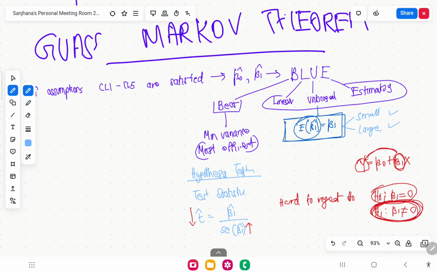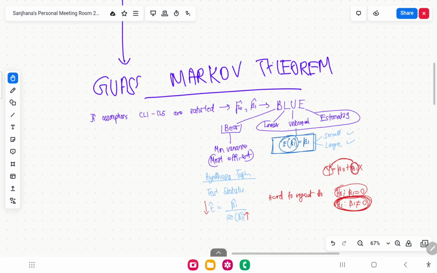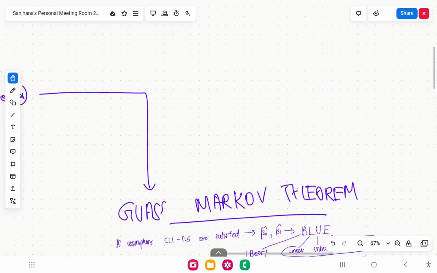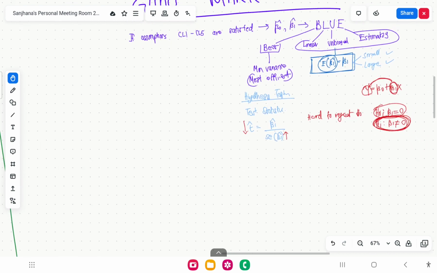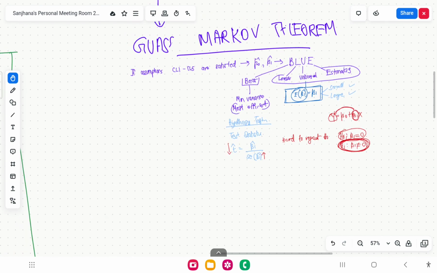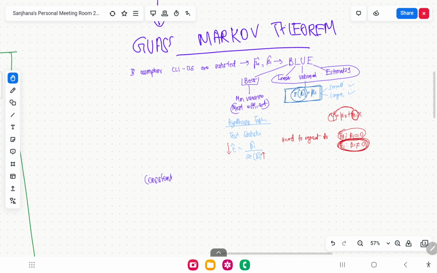Alright. Other than the Gauss-Markov theorem, which explains the desirable properties and says BLUE, we have two more properties as well. One is consistency. It talks about the estimators being consistent.